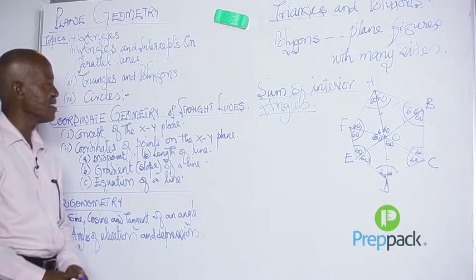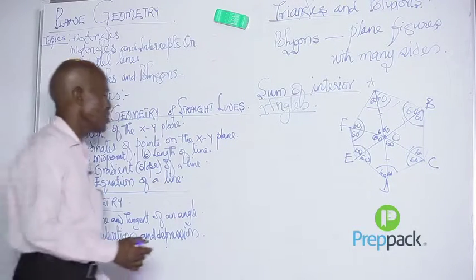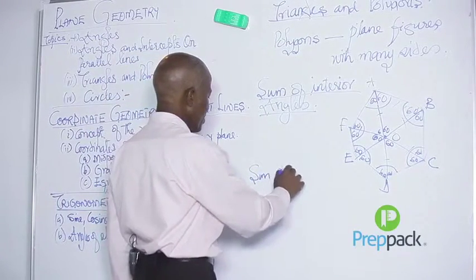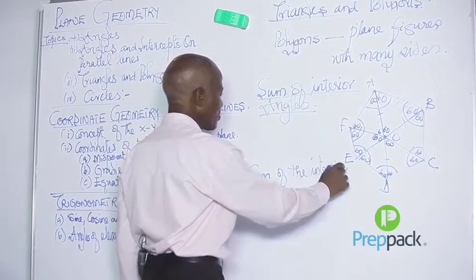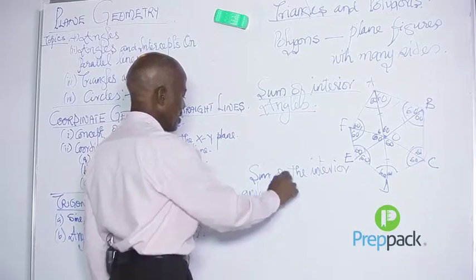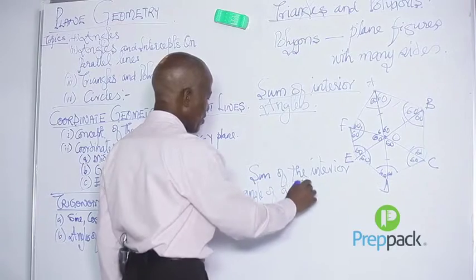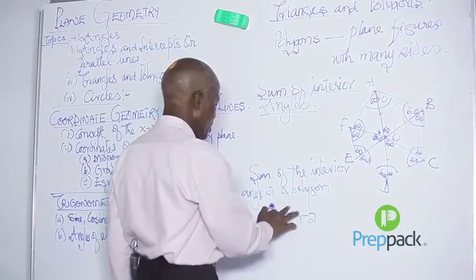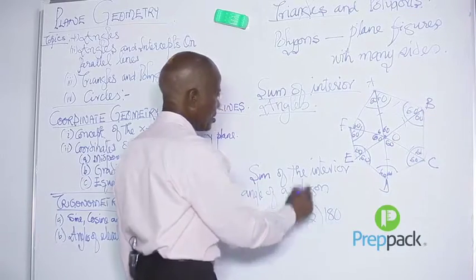120 degrees. What exactly have we done? Somebody looked into these, and it came out with a brilliant formula: the sum of the interior angles of a polygon equals n minus 2, multiplied by 180.